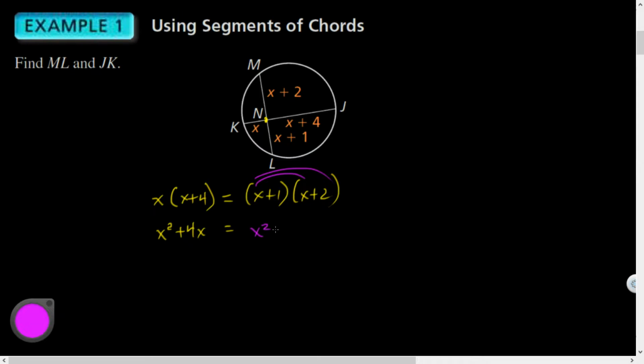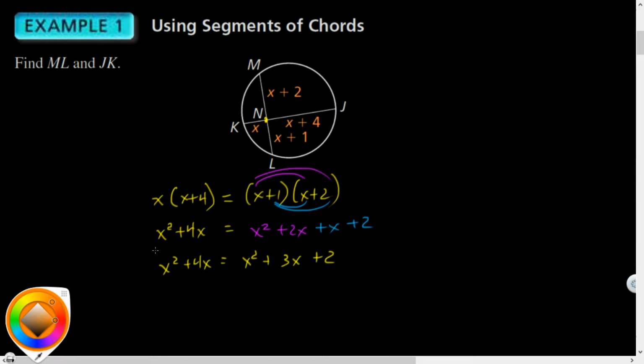X times x is x squared. X times 2 is 2x. And 1 times x is plus x, and 1 times 2 is plus 2. So, we've got to combine like terms. So, x squared plus 4x is equal to x squared plus, looks like 3x over here, plus 2.